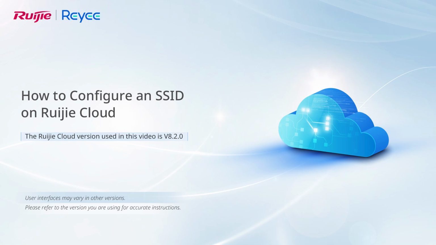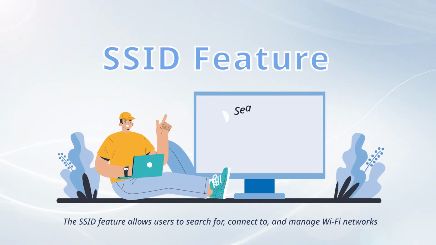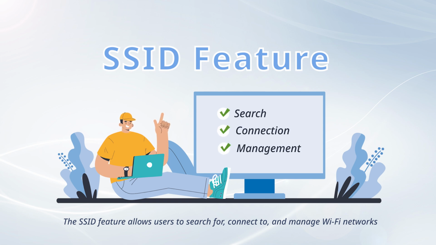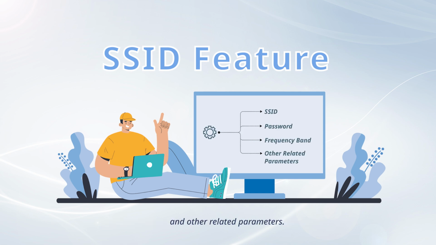This video demonstrates how to configure a Service Set Identifier, SSID, on Ruijie Cloud. The SSID feature allows users to search for, connect to, and manage Wi-Fi networks, including configuring the SSID, password, frequency band, and other related parameters.